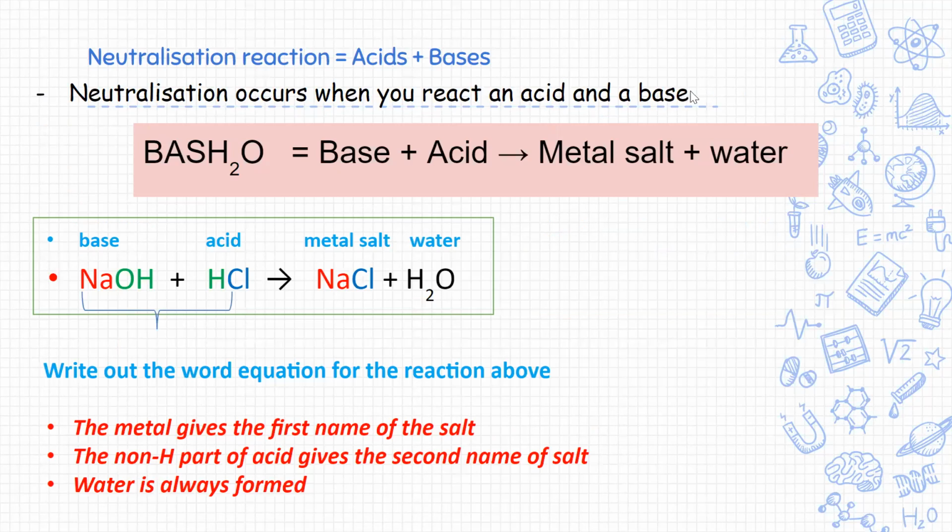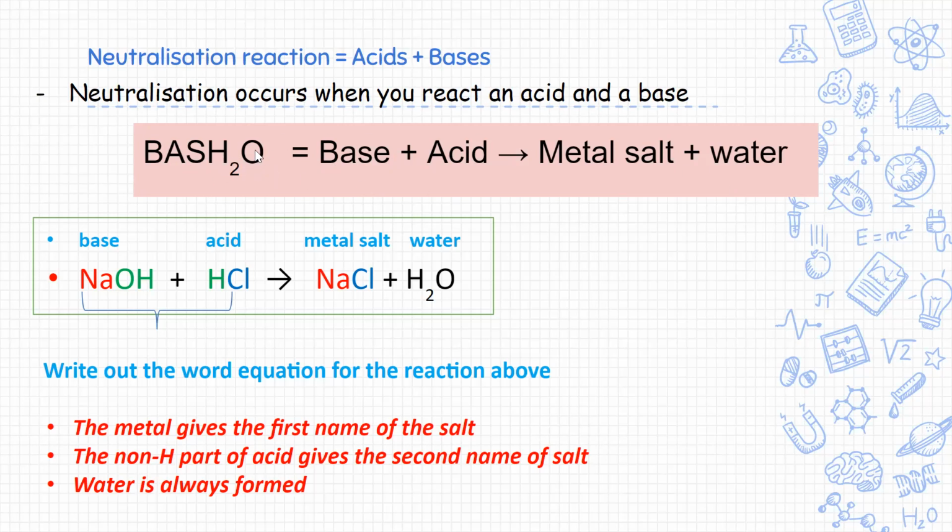Okay, so this is the last part of this video, and we're going to look at some salts that are produced. So if we react an acid and a base together, we have a metal salt that is produced. Now, a really easy way to remember this is with this acronym BASH2O. Okay, so BASH2O, base plus acid makes a metal salt plus water.